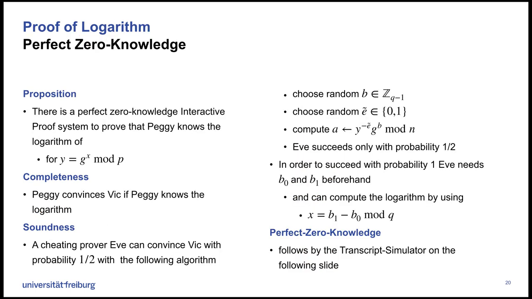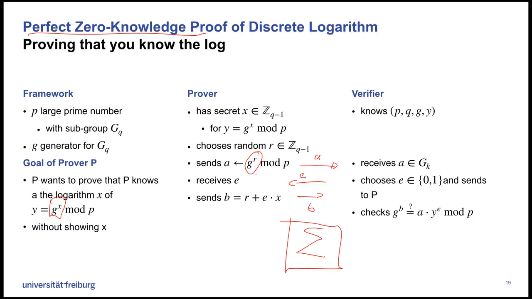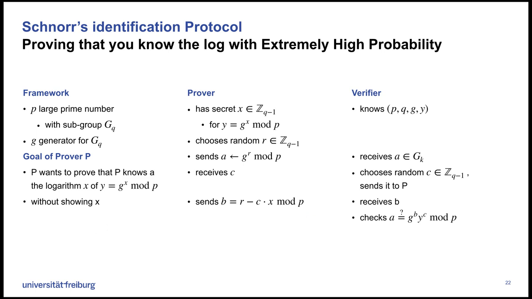So this can be done much better in the sense of higher probability, because here you can always cheat with 50% probability, and you need this 50% probability of cheating from the prover side in order to make this perfect zero knowledge, on an intuitive level. Now, this was solved with Schnorr's identification protocol, where we have basically the same structure.